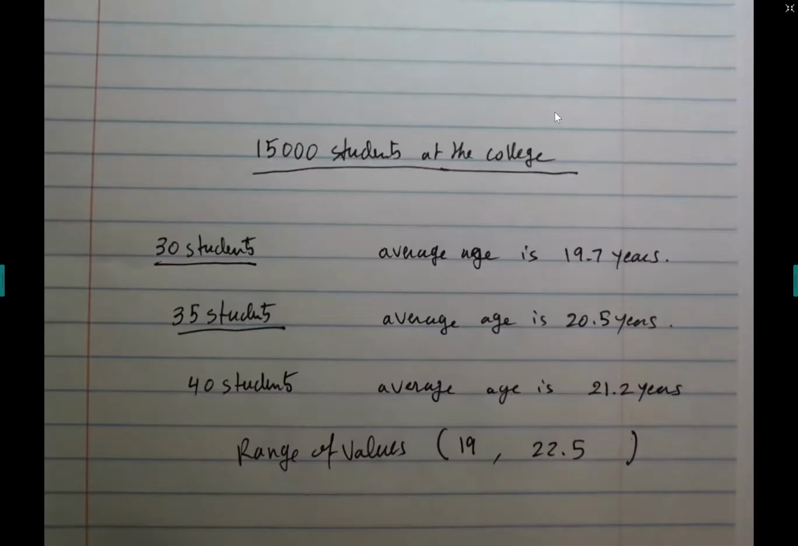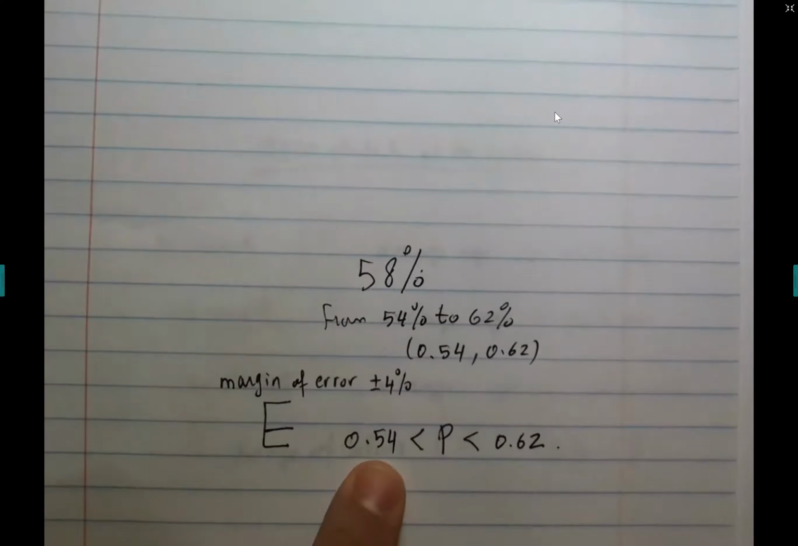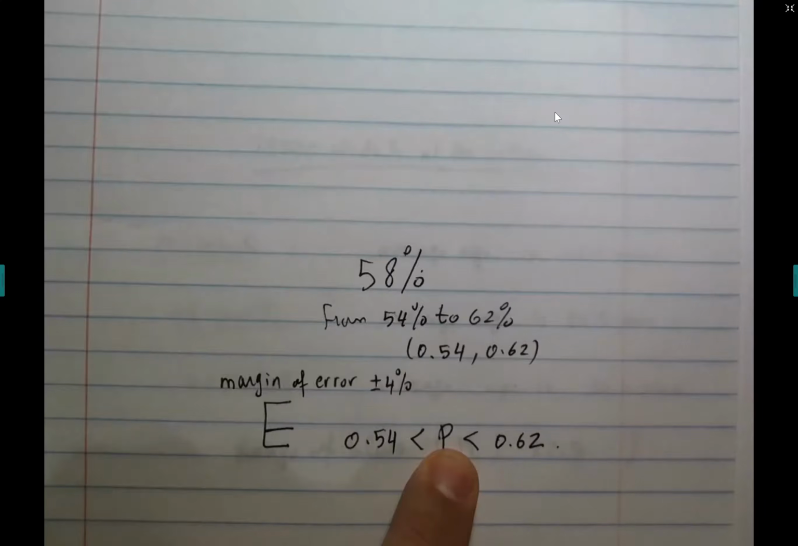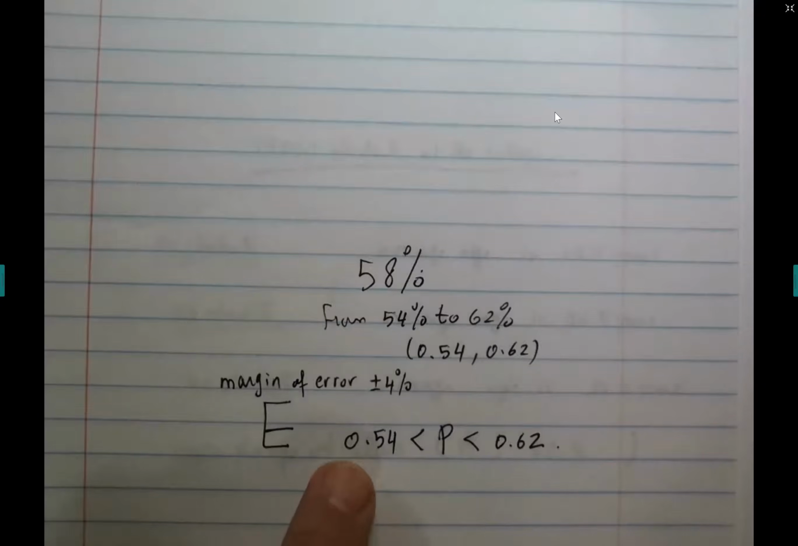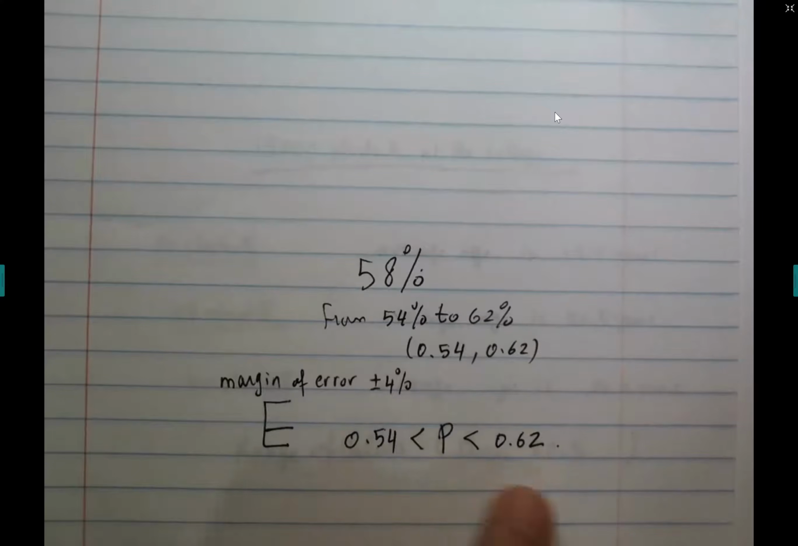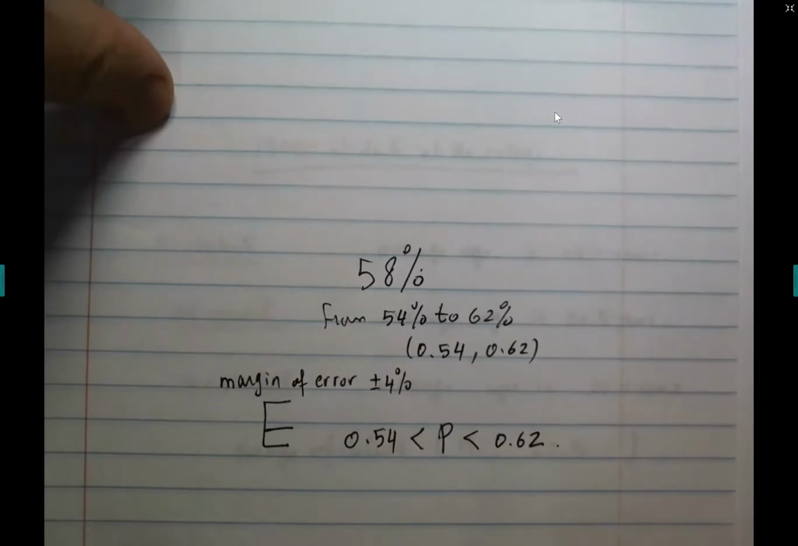Just like the CNN poll, guys. The true proportion, the true percent of votes that Joe Biden could get would be as low as 0.54 or as high as 0.62. But what is the actual proportion, the percent of votes that he's going to get? We don't know. It could be as low as this, as high as this, but which one? That's not possible to find.